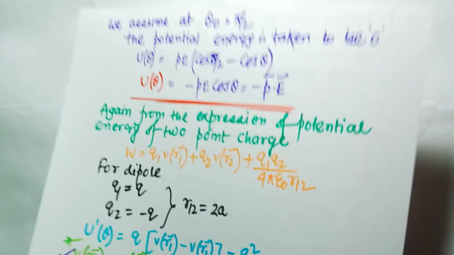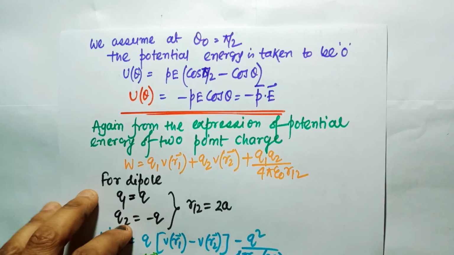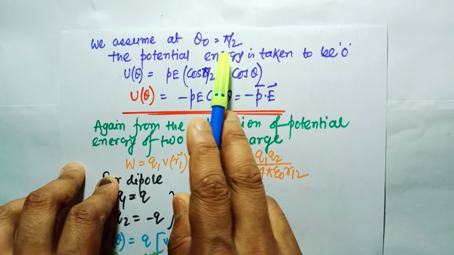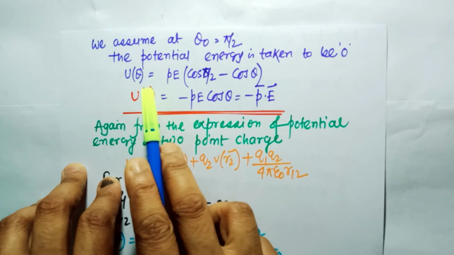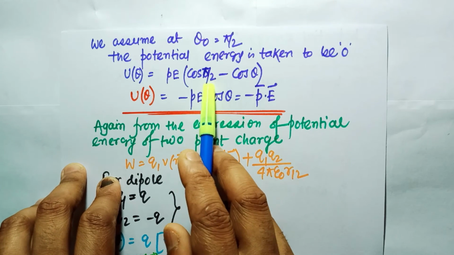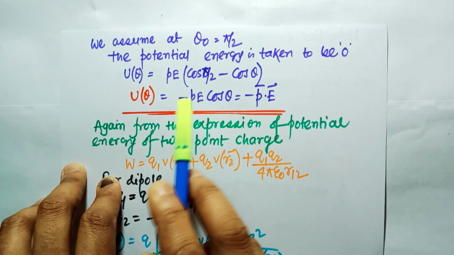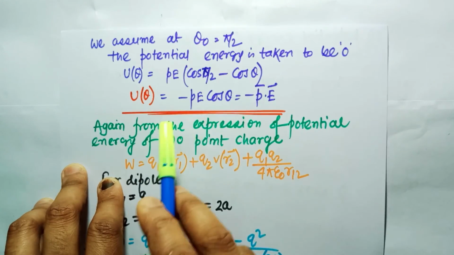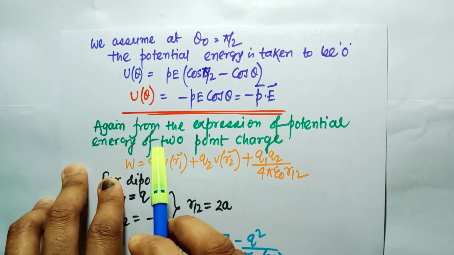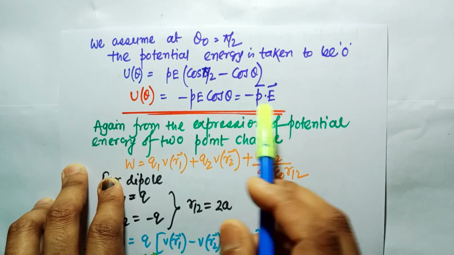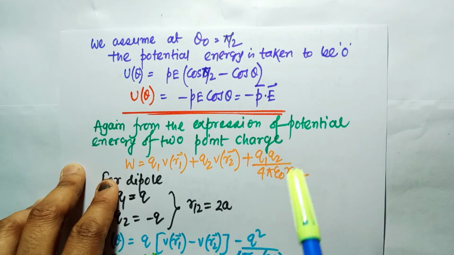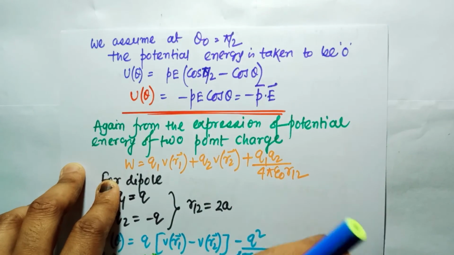So we assume that theta 0 is equal to pi by 2. The potential energy is taken to be 0 at the point where theta 0 is equal to pi by 2. So U of theta comes out to be PE times cos pi by 2 minus cos theta. So U of theta we can write as minus P cos theta, because the first term vanishes, which is equal to minus P dot E. So this is the expression of the potential energy for an electric dipole in the presence of the electric field.